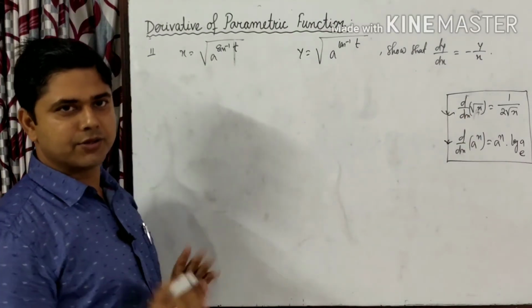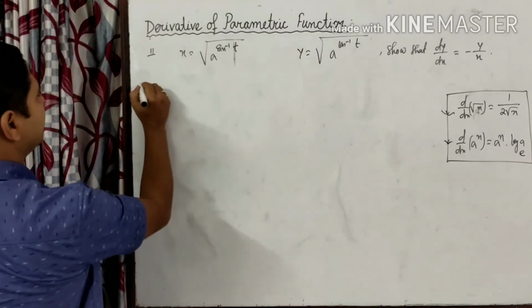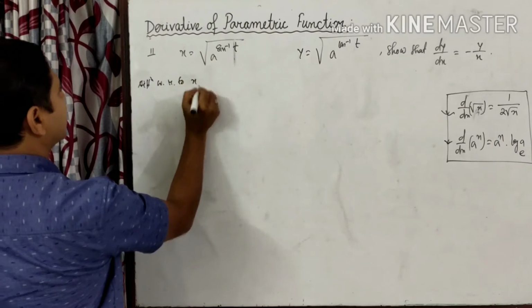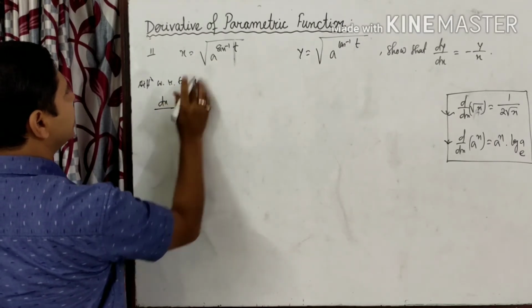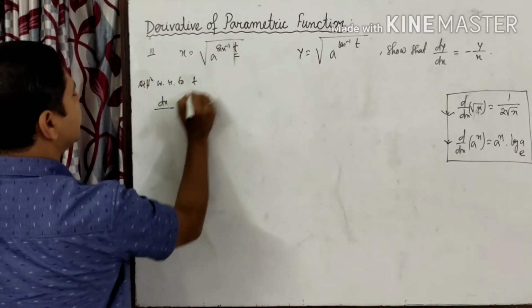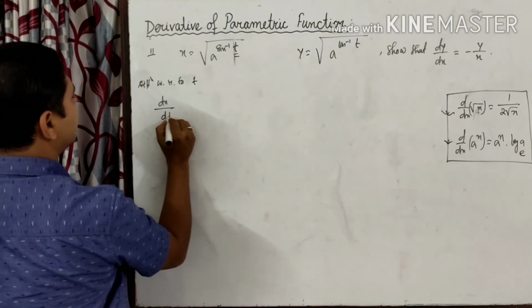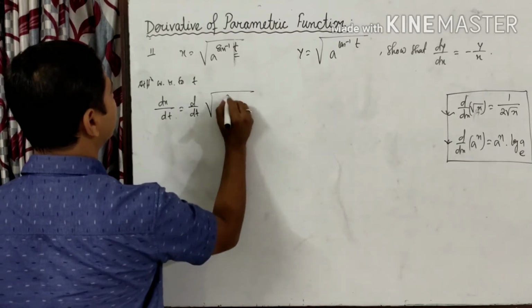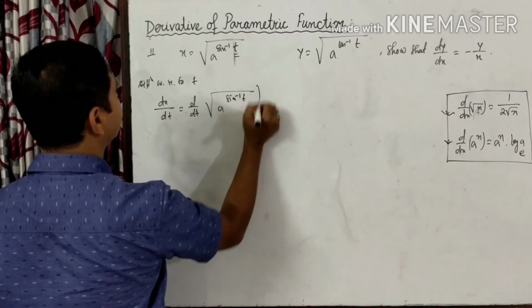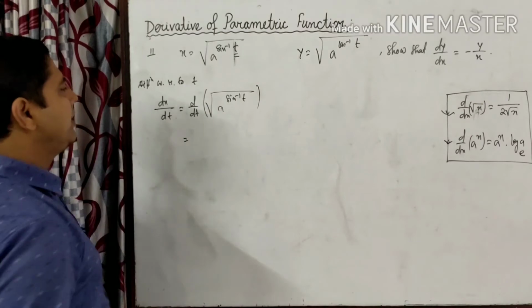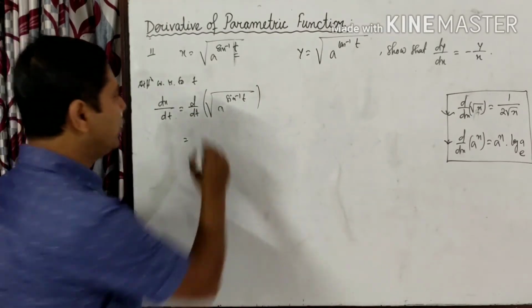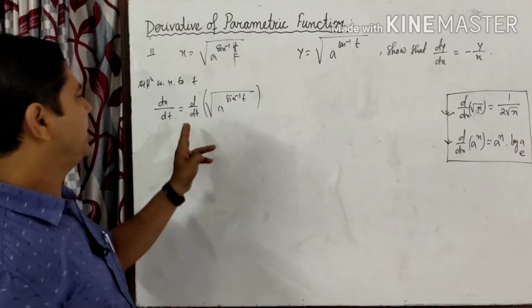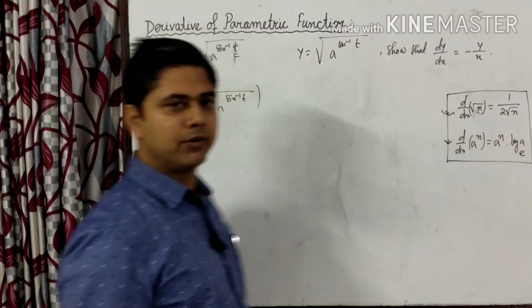In the given differentiation, if I differentiate the first part with respect to x, that is dx with respect to t, the parameter is t. So dx by dt means d dt of root over a to the power sine inverse of t. The outer function is root, so d dt of root t, that means d dx of root x, this one we use.